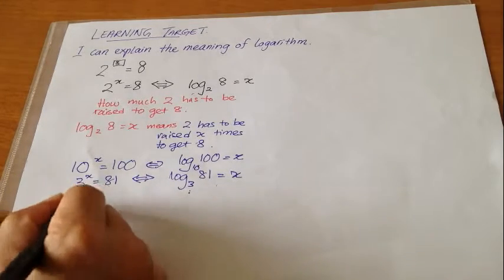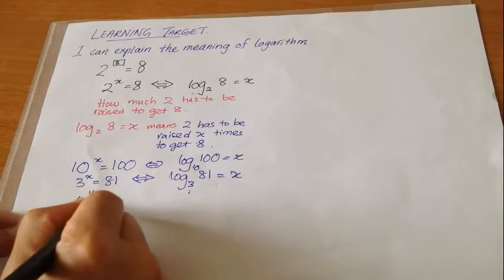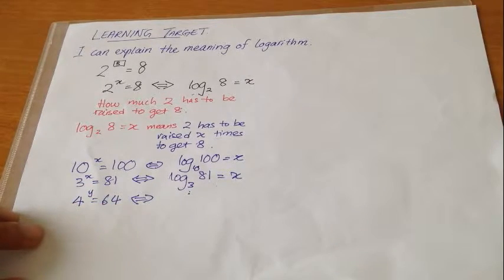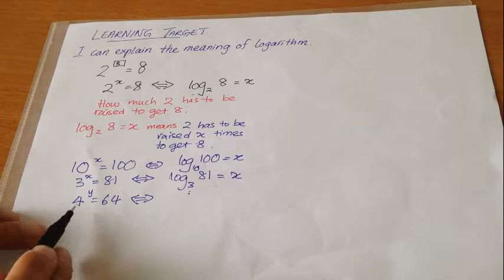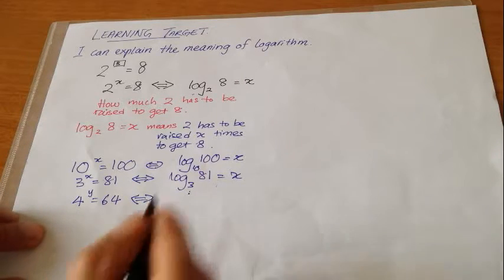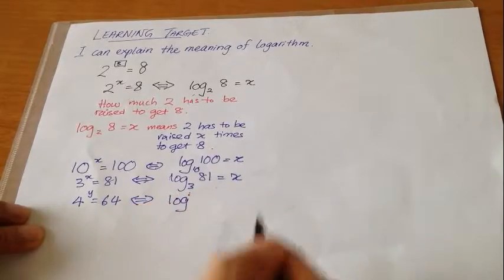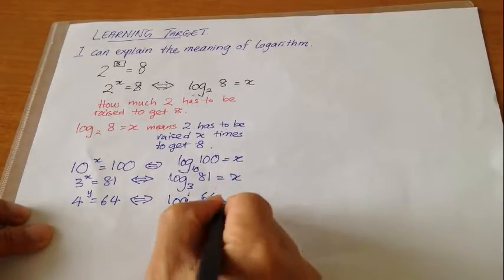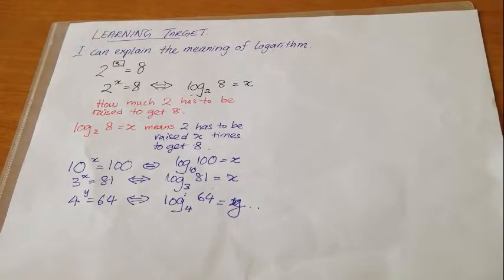And this one, you may want to try it yourself first. What is the equivalent statement of this? 4 to the power y equal to 64. Very good. That is logarithm 64 base 4 is equal to y.